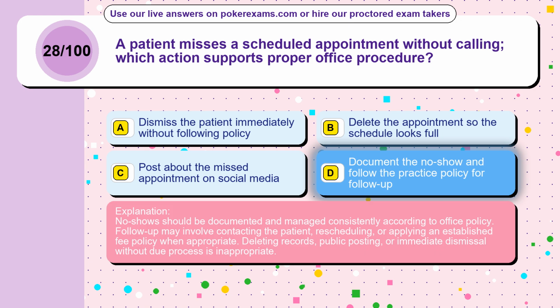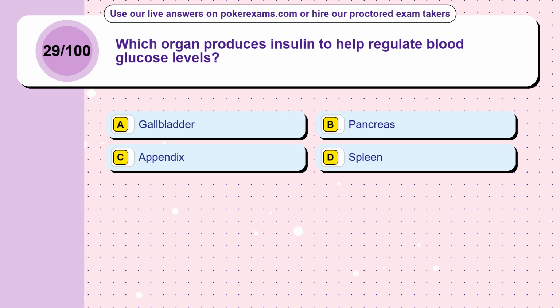No-shows should be documented and managed consistently according to office policy. Follow-up may involve contacting the patient, rescheduling, or applying an established fee policy when appropriate. Deleting records, public posting, or immediate dismissal without due process is inappropriate. Question 29. Which organ produces insulin to help regulate blood glucose levels?